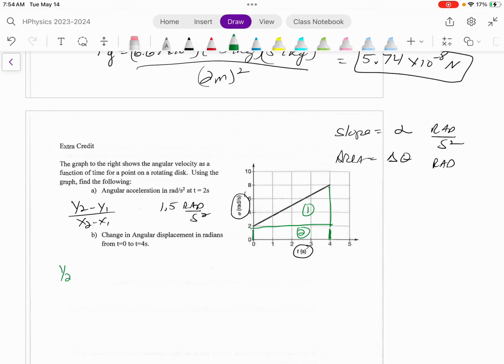The triangle is 1/2 the base, which is 4 units. Upwards is between 2 and 8, so that's 6. There's 1/2, that's area 1, plus the area of the rectangle, which is base times height, so 2 times 4. And I will get 20 radians. And that is the area bound by the line of interest and the time that we're talking about and the x-axis. And it concludes my review of that exam.